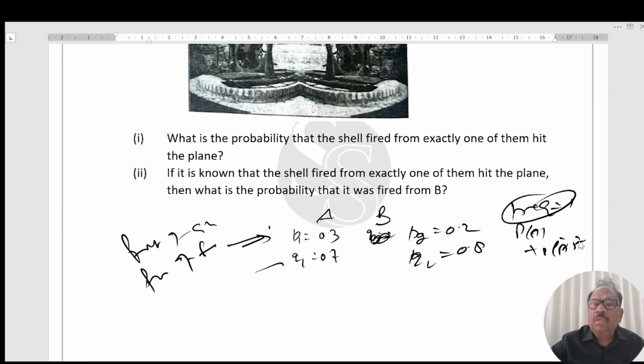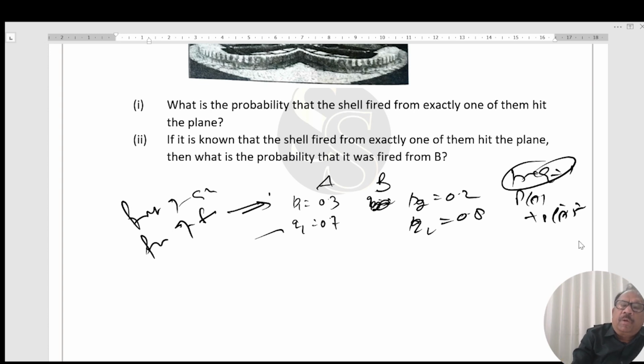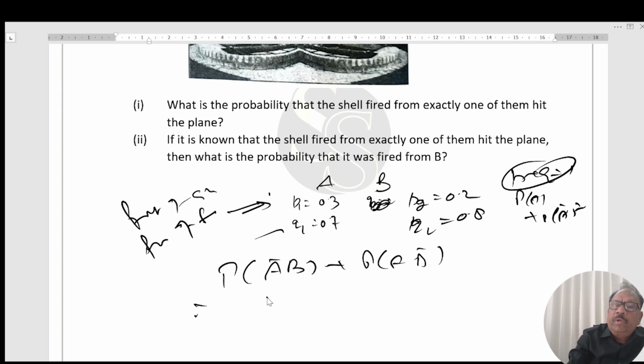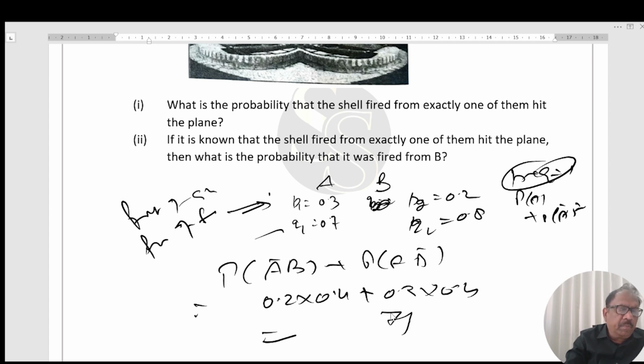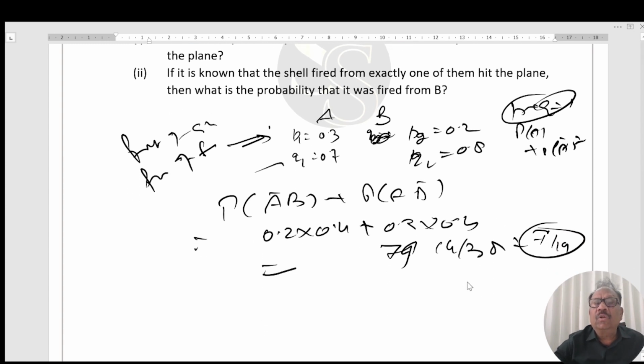What is the probability that the shell fired from exactly one of them hit the plane? Means we have to find PA bar B plus PAB bar. That is 0.2 into 0.7 plus 0.3 into 0.8. On simplification, we get 14 by 38, that is 7 by 19, right? Second answer.